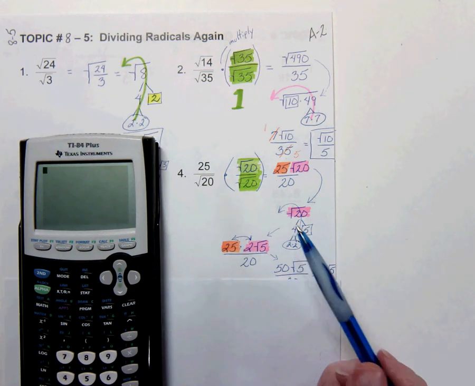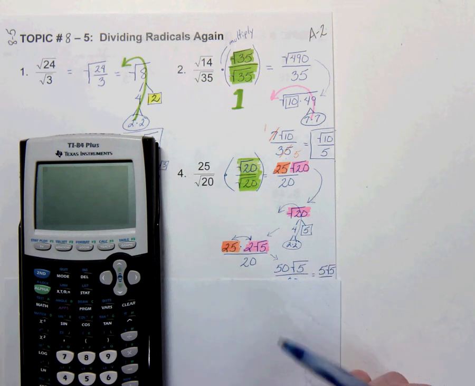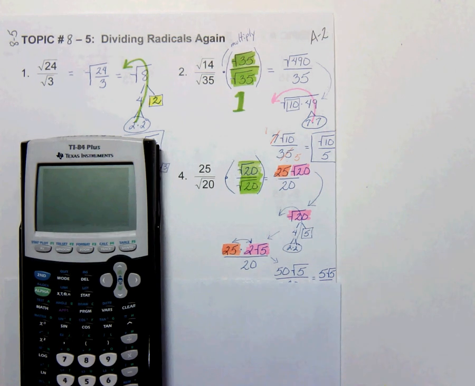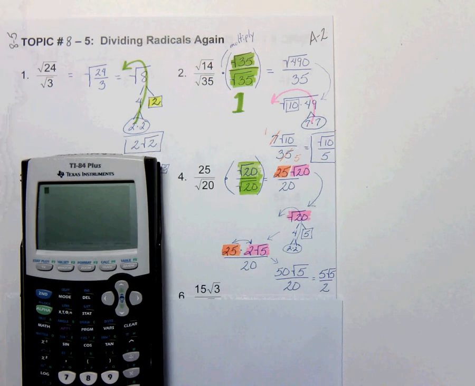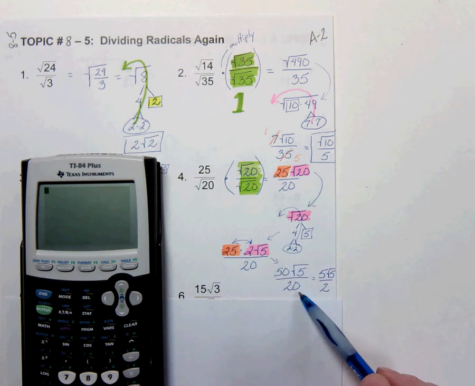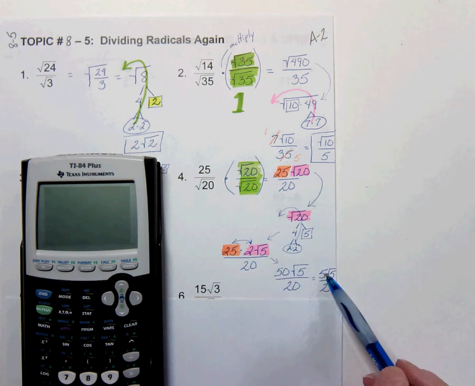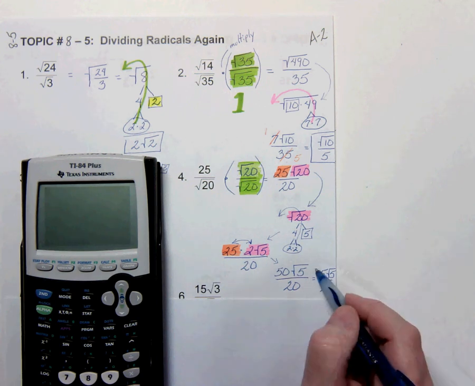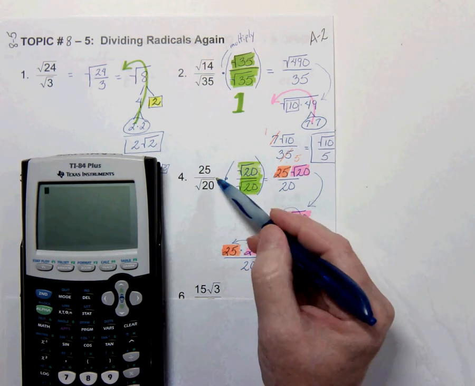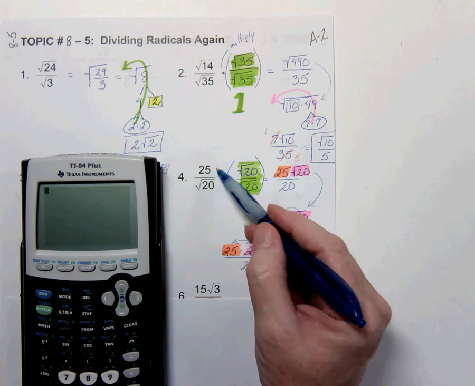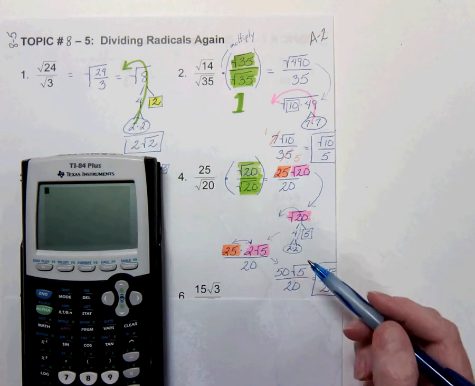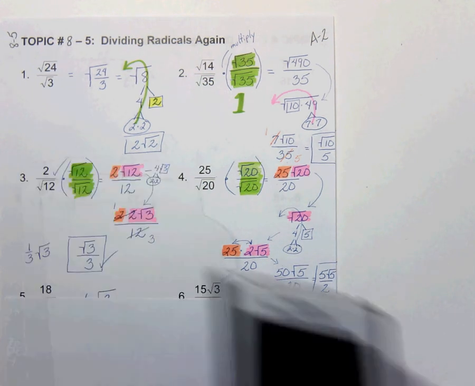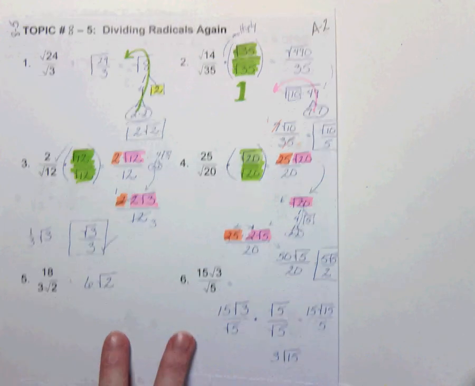You got to do this very neatly or you possibly will mess up. 50 square root of 5 divided by 20. These two zeros go away, so that's 5 halves. But you got to keep your square root of 5. Check this answer with your calculator. Put this answer in your calculator. Then go back and put this answer in your calculator, making sure you put parentheses where your radicals are, and you should get the exact same decimal value. So make sure you do that on your problems. I'm not going to do it for every single one.